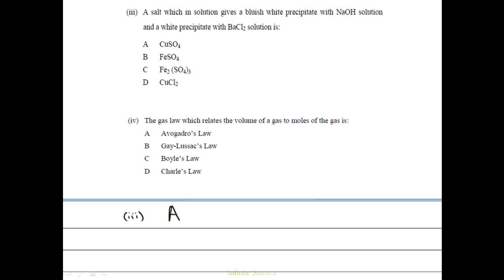would be A. The fourth one, the gas law, which relates to the volume of a gas and to the moles of gases. A. Avogadro's law, B. Gay-Lussac's law, C. Boyle's law, D. Charles' law. The only relation we have here which gives the volume to the moles is Avogadro's law, and therefore the fourth option would be A.